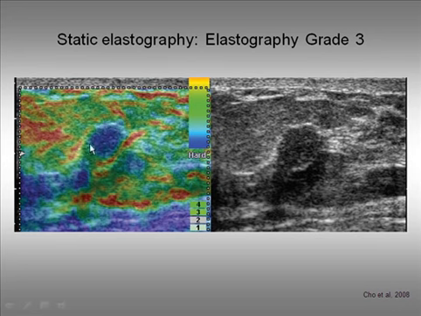And here's another lesion. This is an invasive cancer, and the mass itself, the blue part of the mass on the elastogram, is much smaller than the mass. The perimeter is green. And these are variably assigned low suspicion or biopsy, depending on the researcher.